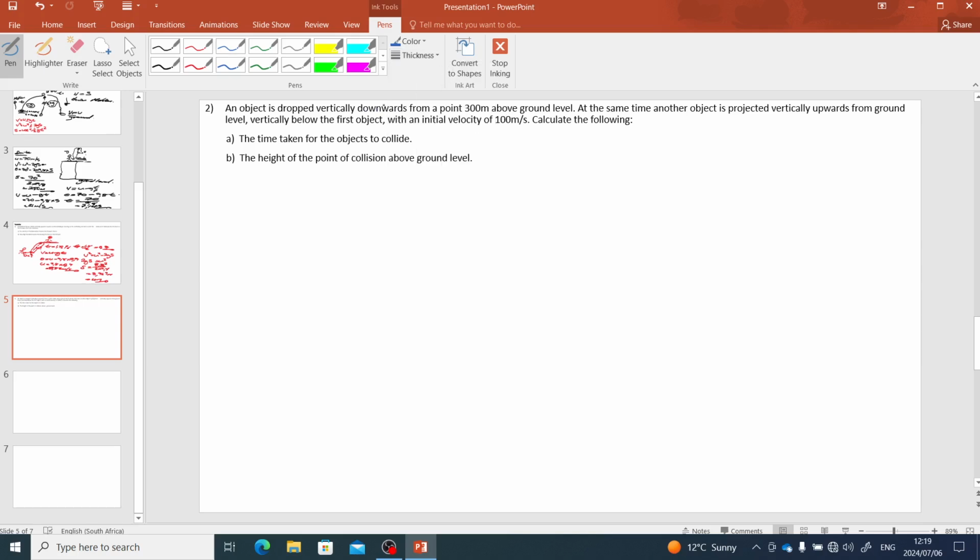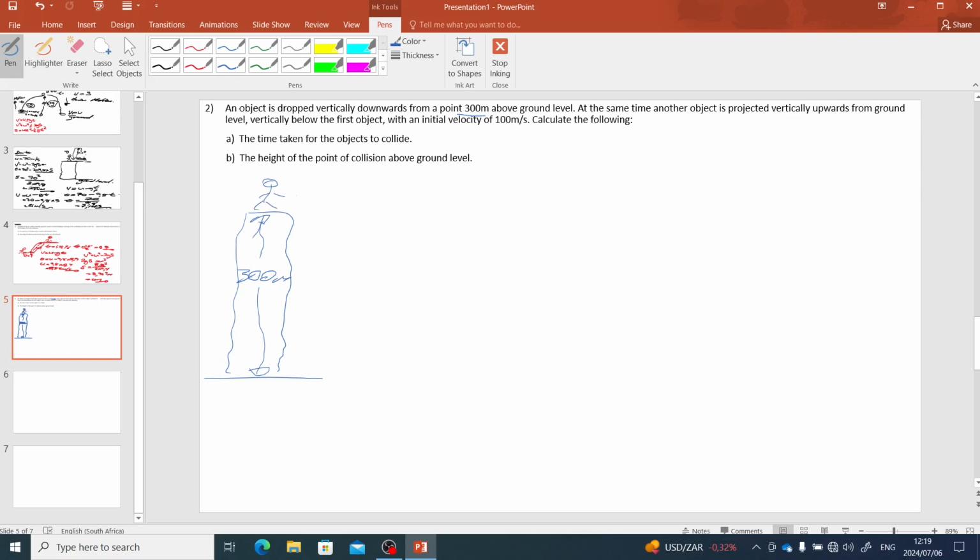An object is dropped vertically downwards from a point 300 meters above ground level. Now, let's draw our building there. That's our building. We are told that our building is 300 meters. That's what they are saying: a point above ground level. That means this person is standing on top of this building.